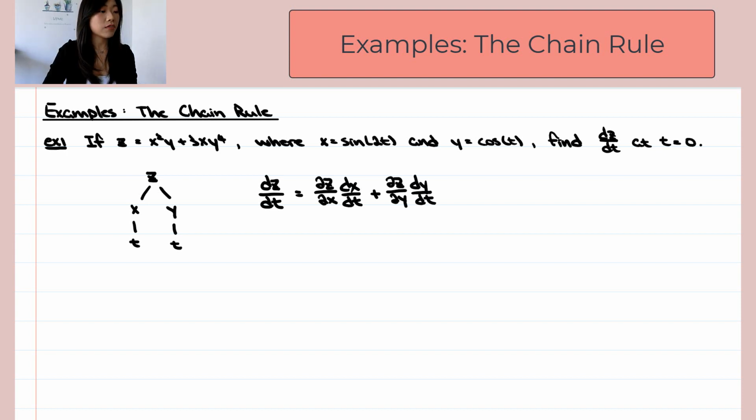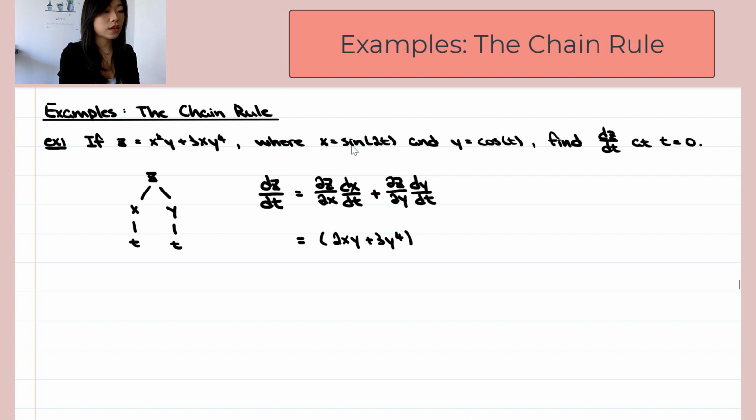Now let's find the derivative of each of them. So the first one, we have the partial derivative of z with respect to x. That is, we want to take the derivative of this with respect to x. By treating y as a constant, we get 2x times y, plus 3 times y to the power of 4. Then times the derivative of x with respect to t. That is, we want to take the derivative of this function with respect to t, and we get 2 times cosine of 2t.